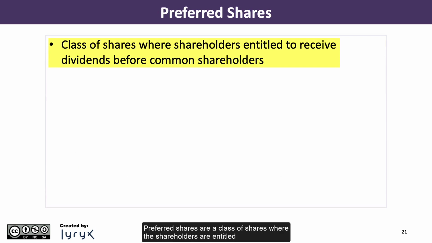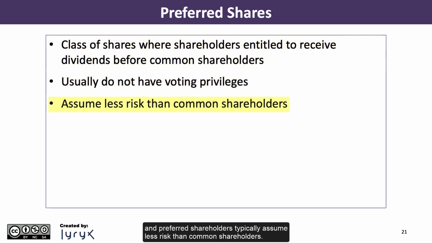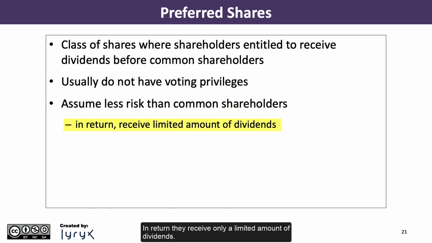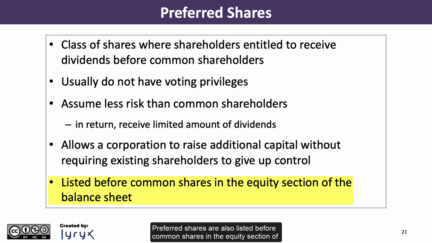Preferred shares are a class of shares where the shareholders are entitled to receive dividends before common shareholders. Preferred shares usually do not have voting privileges, and preferred shareholders typically assume less risk than common shareholders. In return, they receive only a limited amount of dividends. Issuing preferred shares allows a corporation to raise additional capital without requiring existing shareholders to give up control. Preferred shares are also listed before common shares in the equity section of the balance sheet because they have preference over common shareholders.